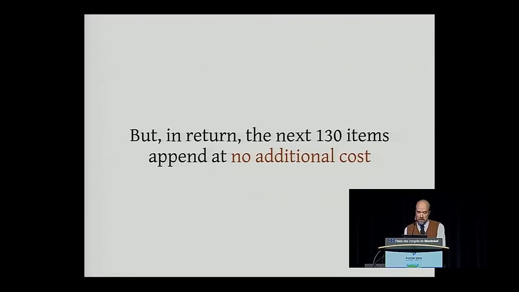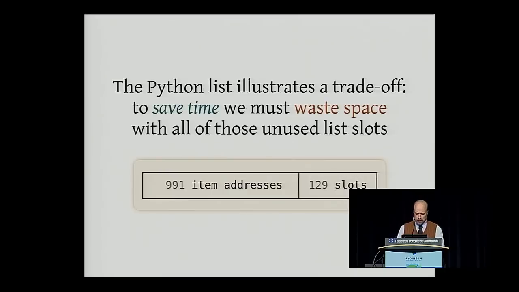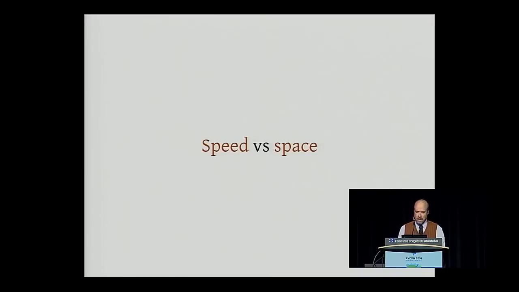But in return, the next 130 items get appended at no additional cost. That's called amortization. The Python list then illustrates a trade-off. To save time and not have to do a trillion things, we have to waste space in almost every one of our lists by the fact that there'll be some unused slots at the end. This is the classic speed versus space trade-off that all of computer science imposes on us and requires us to think through.